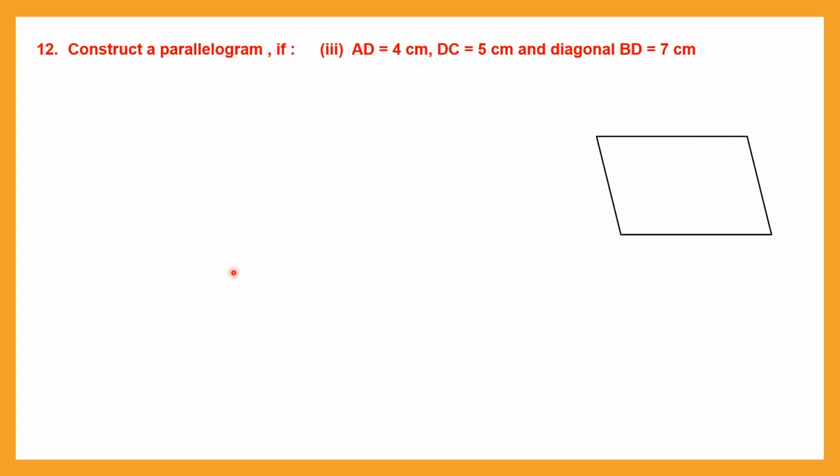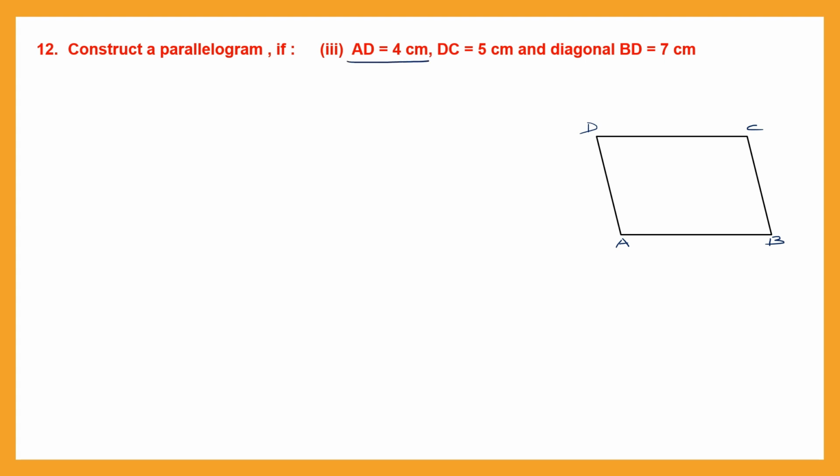So let's draw a parallelogram. So here we have a parallelogram and since no angle is given, we can write the letters in the way that we want. So we can say A, B, C, D is the parallelogram. Now let's follow the question and write the measurements.